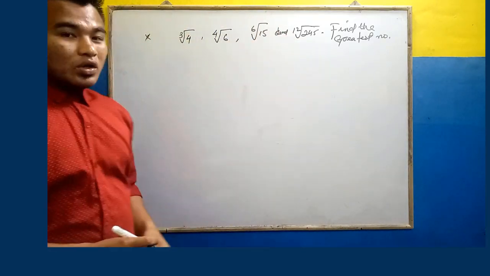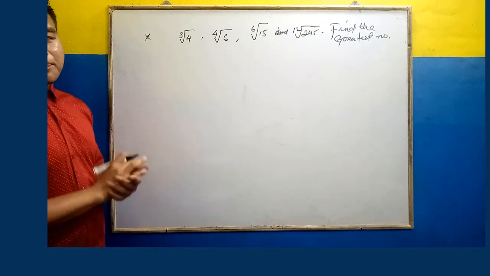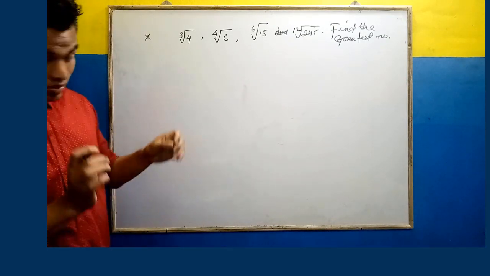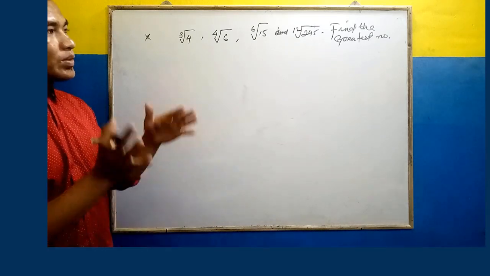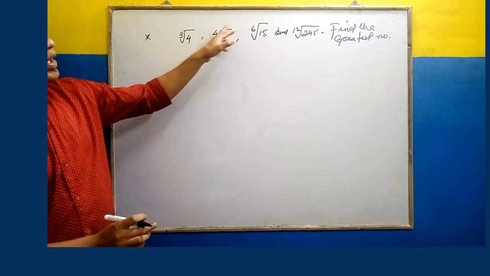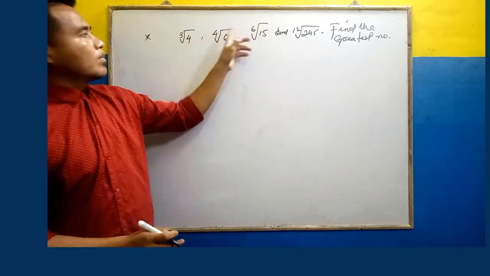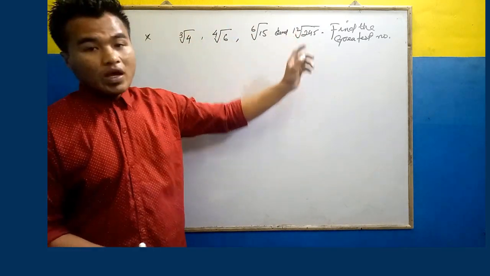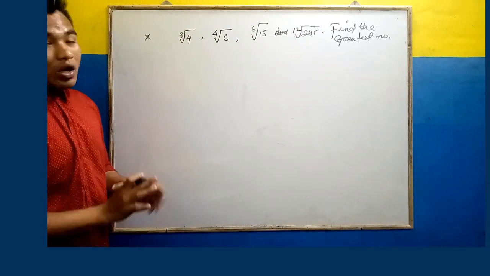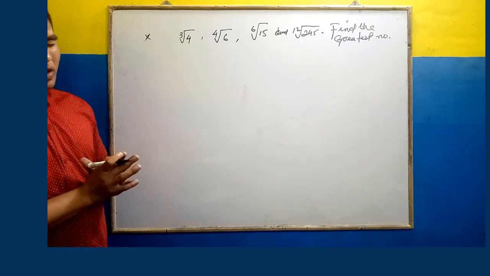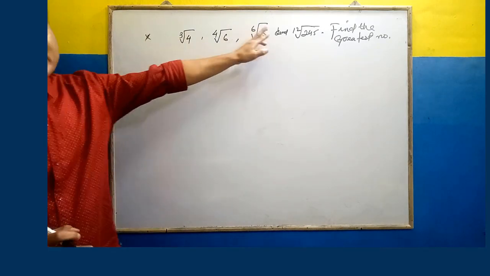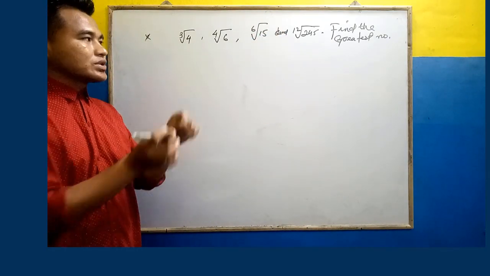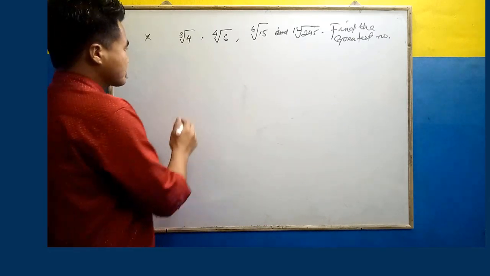It is not. Until and unless you get the same power, you cannot know which one is greater and which one is smaller. So here all the powers are different. Here the powers are 3, 4, 6 and 12. So that means we don't know which one is greater and which one is smaller. So we should try to make all the powers the same first. Then only you will know which one is greater and which one is smaller.